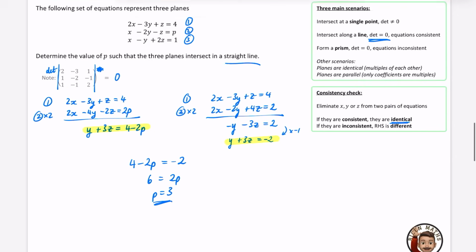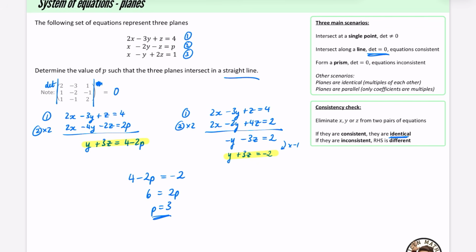Now, if you wanted to check this, if you have a graphics calculator, you could go to your simultaneous equation solver. You could put in all of this stuff here with p as 3, and you should get an infinite number of solutions because intersecting along a line has an infinite number of solutions. If you change this to any value other than 3, maybe 2.999, you will get no solutions on the calculator because the right-hand side of these equations would no longer be identical. They would be different, which means they're inconsistent, which means it forms a prism with no solutions.